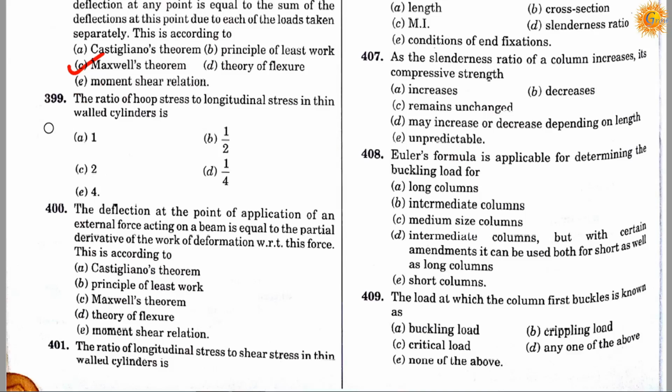Question number 399. The ratio of hoop stress to longitudinal stress in thin-walled cylinders is: option A, 1; option B, half; option C, 2; option D, 1/4; option E, 4. Correct answer C, it will be 2.